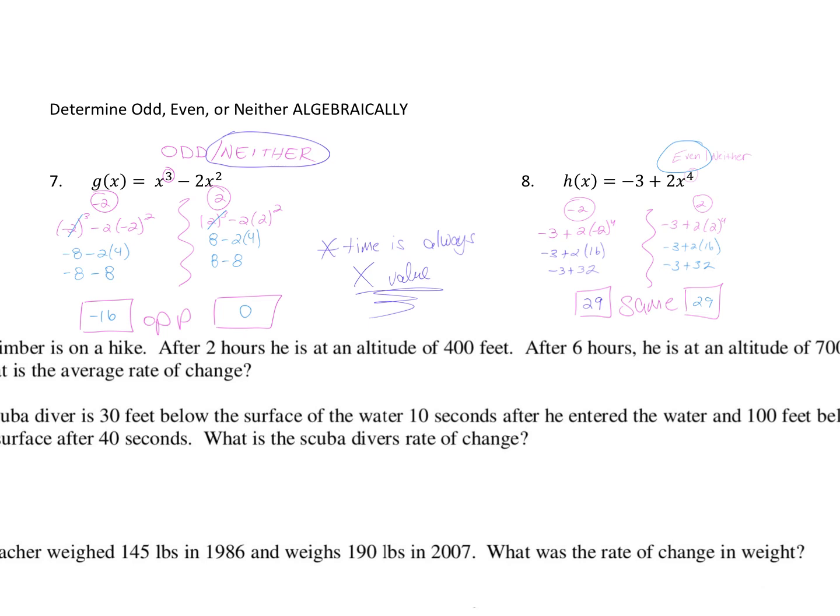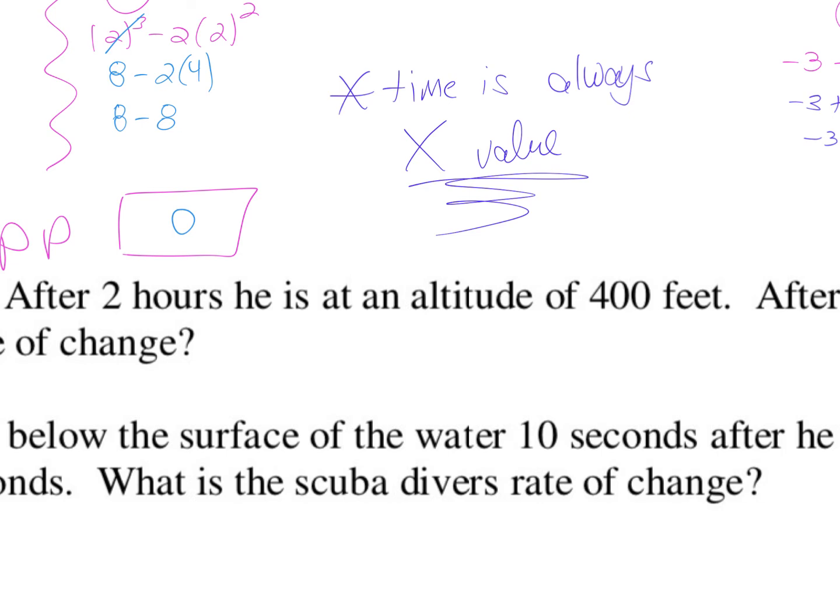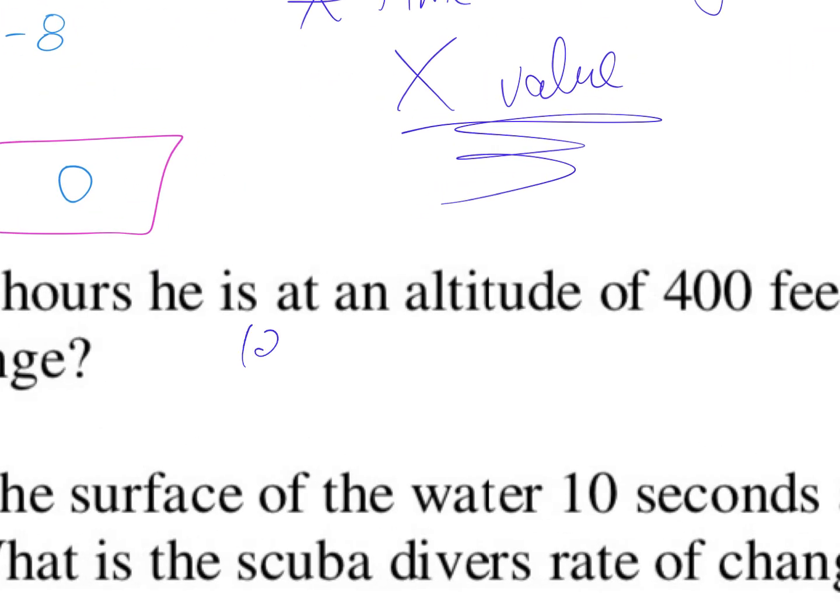After 2 hours, he's at an altitude of 400 feet. After 6 hours, he's at an altitude of 700 feet. What's the average rate of change? Well, the longer he hikes, what? The higher he goes. So your height is dependent upon your time. So if you were going to write these two X, Y coordinates, what is the first one? 2, comma what? Perfect.